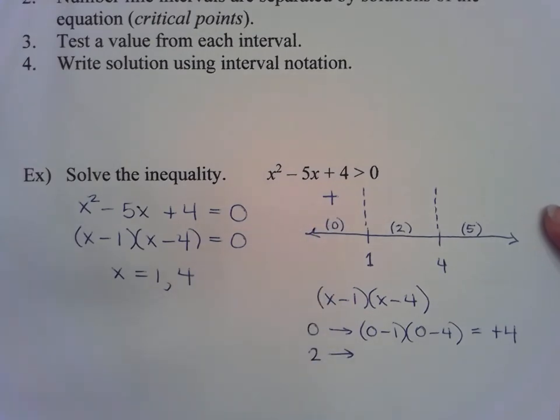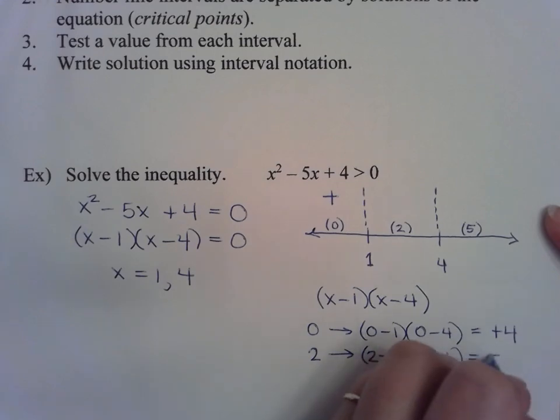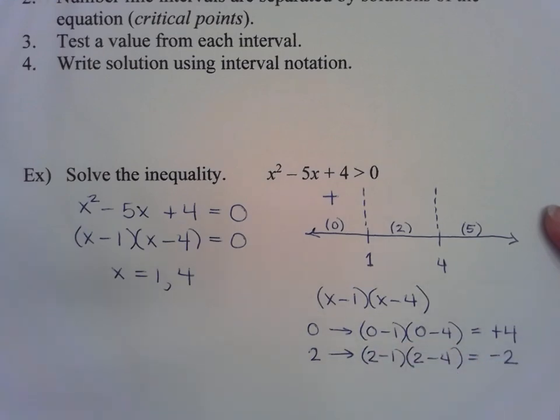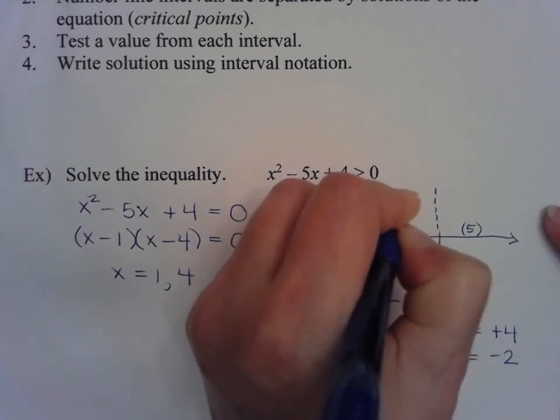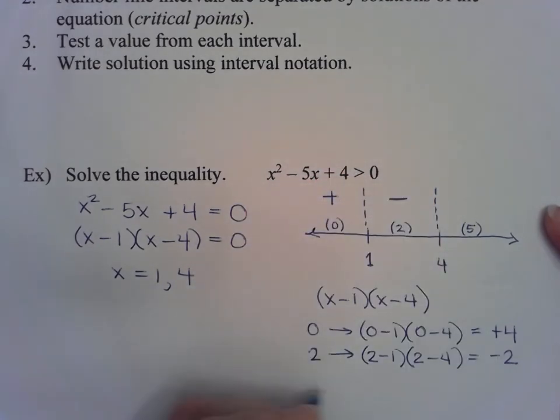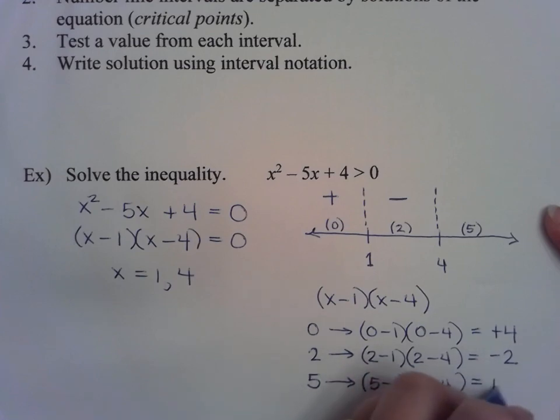Okay, same thing for 2. I'm going to plug in 2 for x. So I'll have 2 minus 1 times 2 minus 4. So that's 1 times negative 2. So that's going to be negative 2. Same thing here. I don't really care about the 2 part. All I really care about is the negative. All right, last, I'm going to plug in the 5. So I'll have 4 times 1, which is a positive 4.